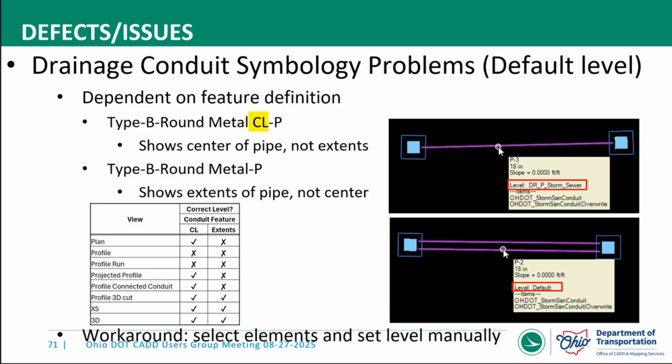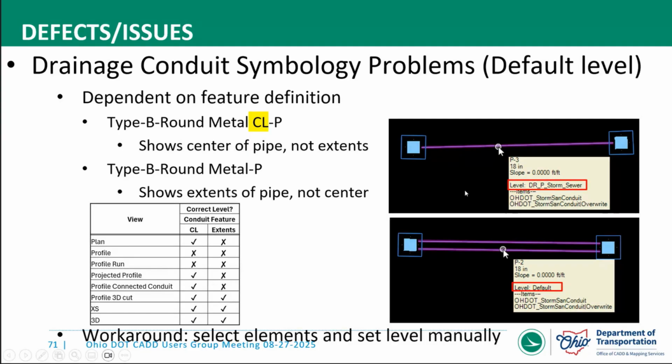So basically we have 2 sets of feature definitions. One has like a CL on there for a centerline display and one doesn't. The ones with the CL display, you don't notice the problem as much, but the ones without it, you do. And so what's going on is if you're not displaying the center line of the pipe, it's putting it on default level because it doesn't know what level to use. It's not looking at the outer or inner settings that they added. So I do have this in as a defect with Bentley.